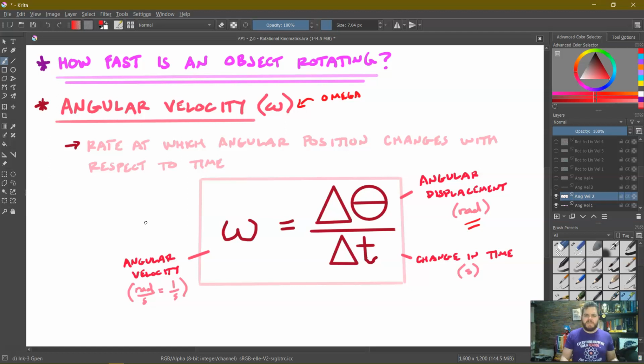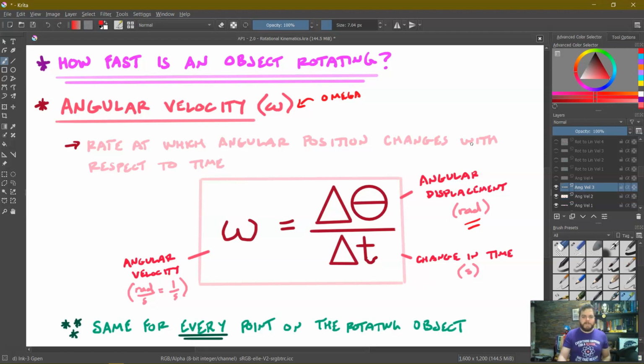And you may not be very familiar with angular velocity in this way, but you've actually learned about it before, whenever you've dealt with something in RPM, rotations per minute. Now, that was not in terms of radians per second, but it was still an angular displacement over a change in time. So RPM is a form of angular velocity, or how quickly something is rotating. It's just not the units we're going to be using here.